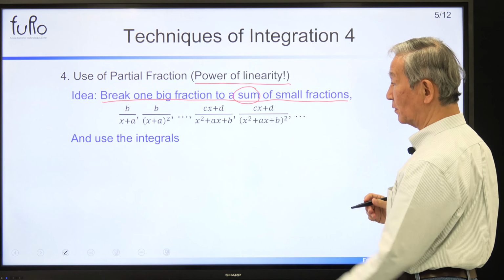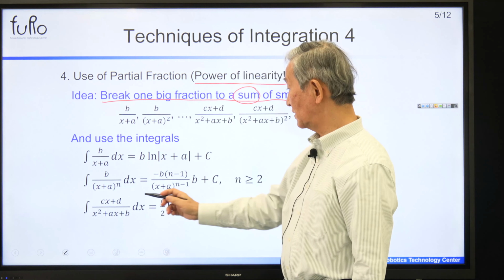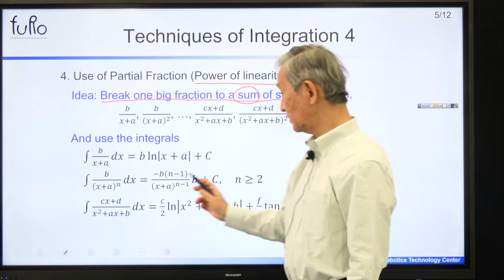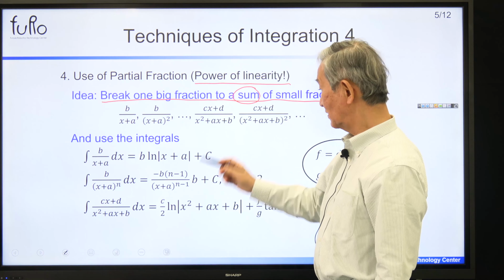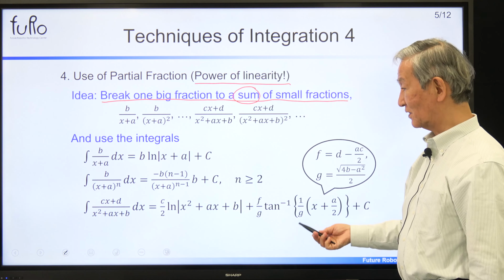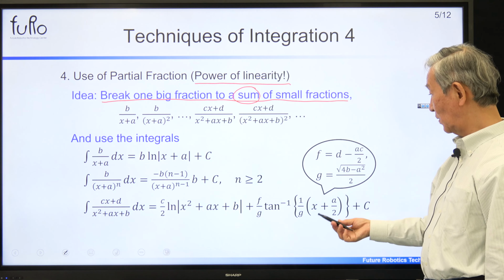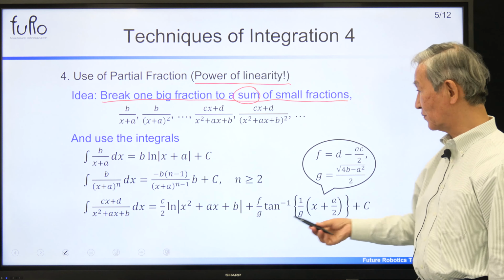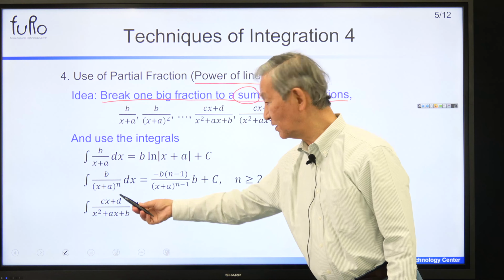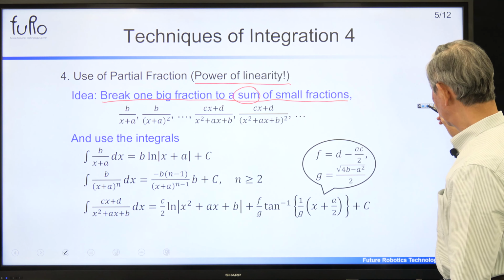And you use the following integrals. The integral of this first one is this, and the second one to the nth power is this, and that is equal to that. It's not easy, but at least you can use this as a formula, where f and g can be computed from a, b, c, and d. Okay?